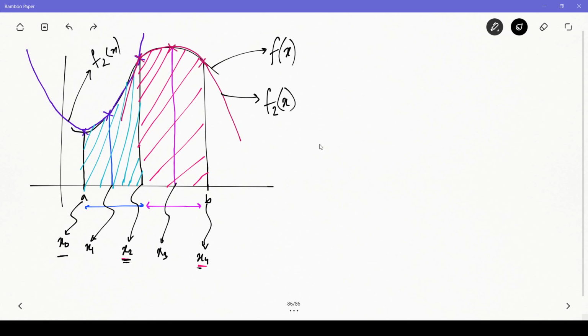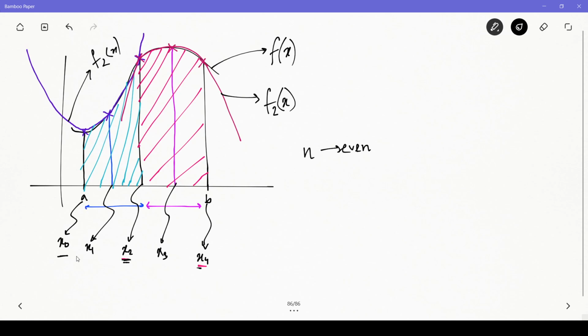So let's talk about why the value of n has to be even, because we are working with two consecutive segments, right? For each application of the Simpson's 1 by 3 rule, we need two adjacent segments. So the total number of segments cannot be odd. It has to be even so that we can properly apply the Simpson's 1 by 3 rule over the span of these two segments.